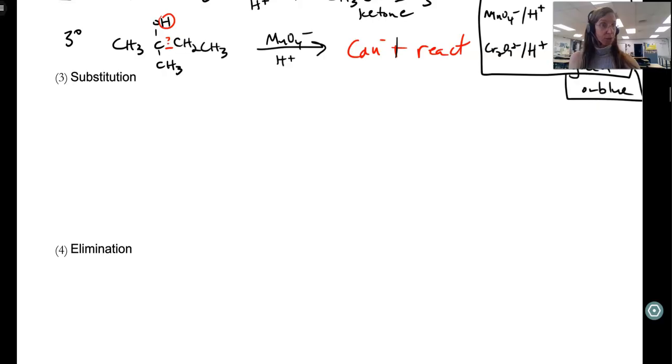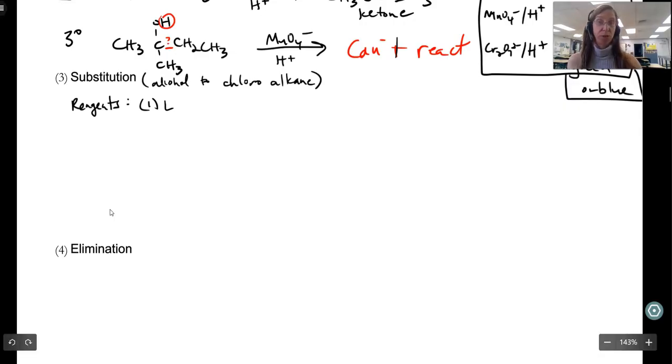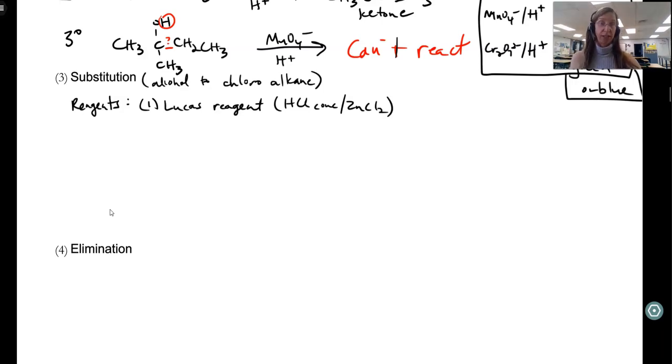The next one is substitution. It's substitution to add a Cl, so alcohol to chloroalkane. And again, there are many reagents. Probably the most important one is the Lucas reagent. Lucas reagent is made of concentrated hydrochloric acid and zinc chloride mixed together. But we can also use this reagent with sulfur and oxygen and 2 chlorines.